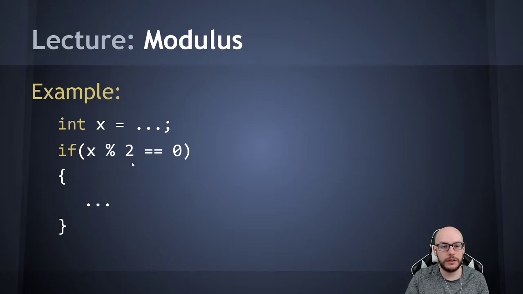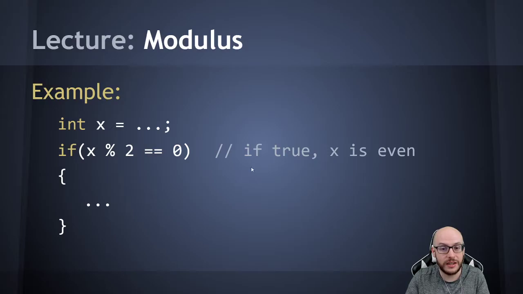x mod 2. If that is equal to 0, what does that mean? Okay, well, based on our previous slide, it means that 2 is a divisor of x, but hopefully you see a connection here. If this is true, that means x is an even number. That's interesting. Now keep in mind, x could be anything, right? It could be user input.